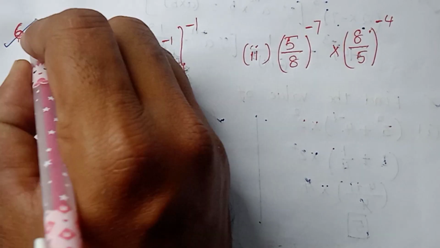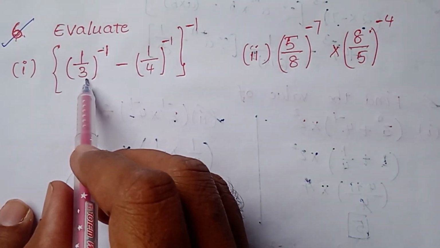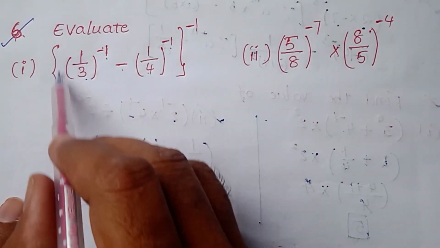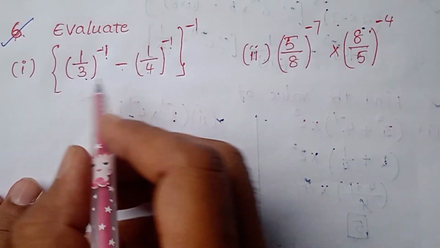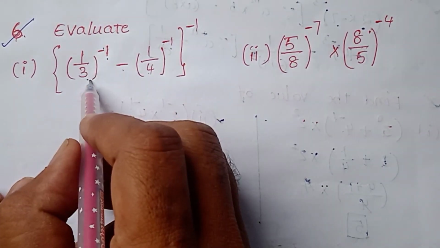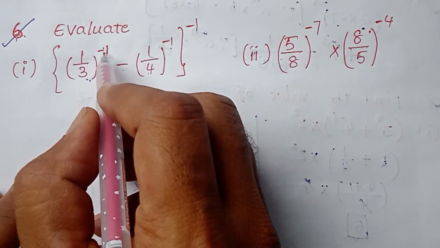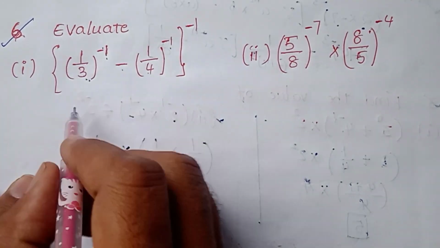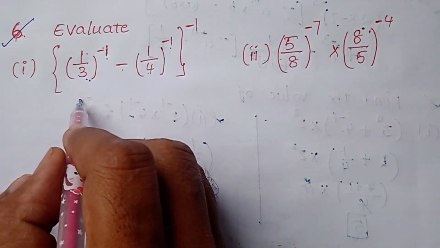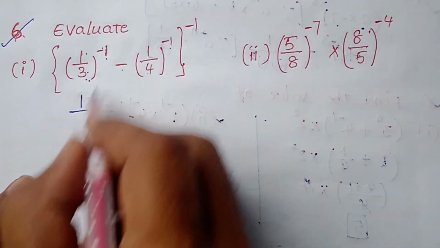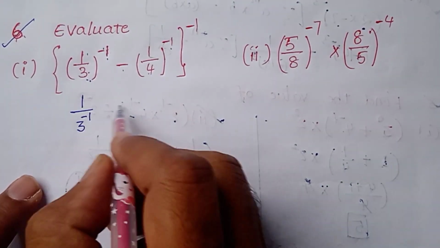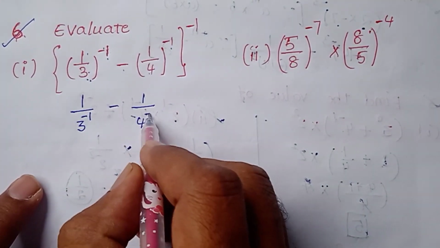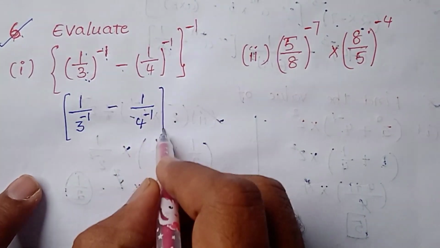Next, sixth one, let's see. Evaluate (1/3)^-1 minus (1/4)^-1, whole to the power of minus 1. First let's simplify this. See, whenever we have a negative power, we apply the negative exponent here. Applying it, 1 to the power of minus 1 is nothing but 1 by 3 to the power of minus 1, minus, the same way, 1 by 4 to the power of minus 1, and whole to the power of minus 1.